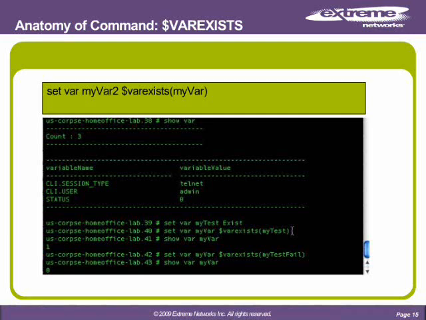Show var, so we have no variable existing in the beginning. Then we set var to myTest exist. Then we set var exists, and we pass it the variable myTest. Now you'll notice that passing it the variable myTest, there's no $sign. Then we do a show var myvar, and we have a 1, which is a true state. Then we set var exists, and we pass it a variable that we know doesn't exist, and we're showing the output of a 0, which means it failed.